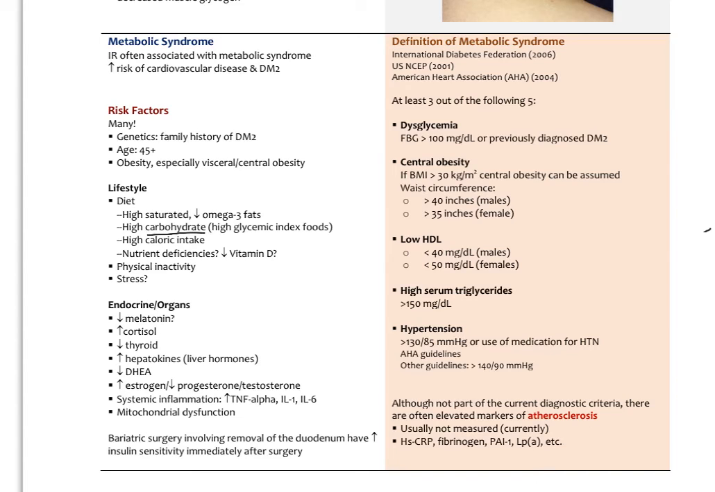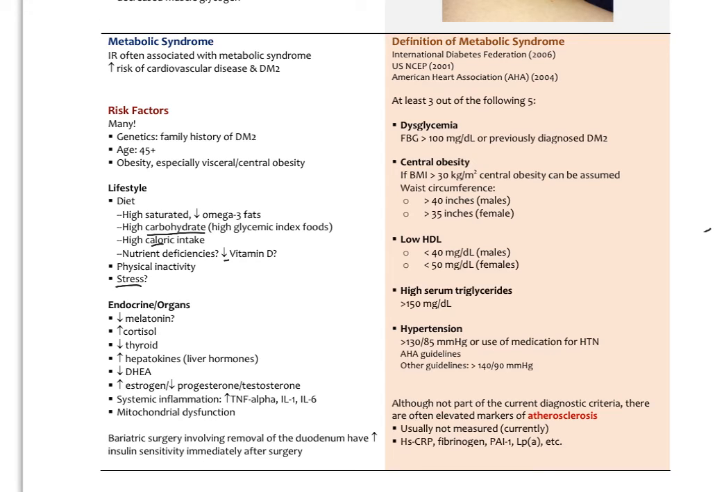So high sugar, high saturated fat diet seems to dramatically worsen. And we know that's, of course, a risk factor for cardiovascular disease as well. Just high caloric intake in general. And then potentially, high calorie foods with low nutrients. So deficient in vitamin D, a lot of trace elements and so forth, we suspect that might also be an issue. Physical inactivity, and then stress plays a role.